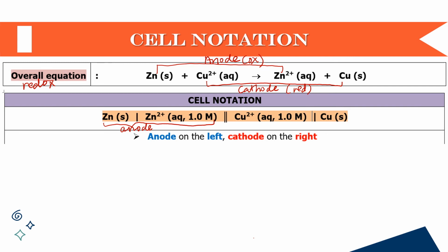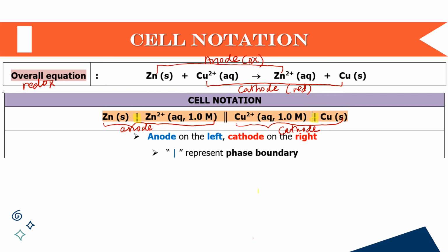And then on the right hand side over here, this is your cathode. It will show your reduction process. Okay, next, as you can see over here, there are a few things inside the cell notation. The first one is this one.